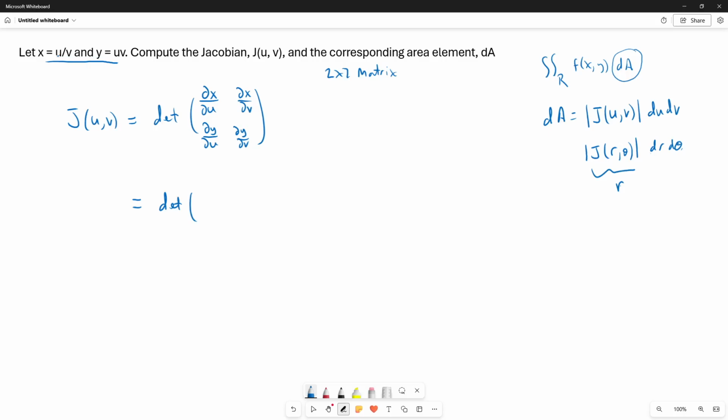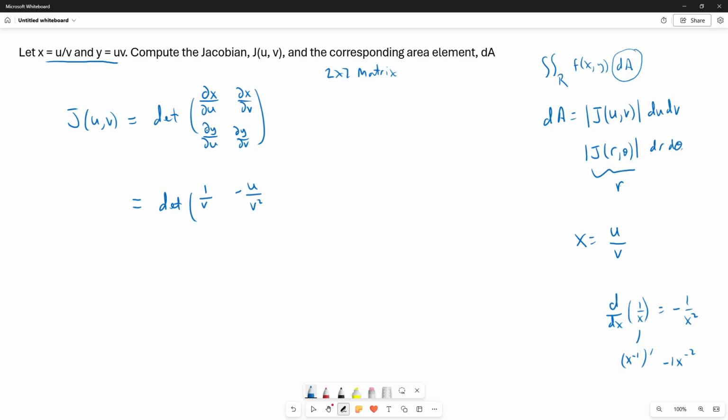The derivative of x with respect to u, so x is u over v. V is a constant when we do the derivative with respect to u, so we just get 1 over v. And the derivative of x with respect to v, so let's recall the formula for the derivative of 1 over x. That's negative 1 over x squared using the power rule, because 1 over x is x to the negative 1. And when you take the derivative, you get negative 1 x to the negative 2, which is what I wrote here. So the derivative of x with respect to v, u is a constant, and the derivative of 1 over v would be negative 1 over v squared. So we get negative u over v squared.